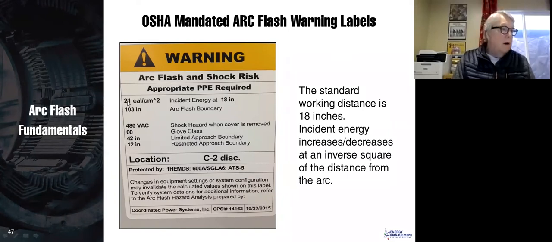21 calories, obviously dangerous. We have 130 inches is your arc flash boundary. So that's quite a ways, more than 8 feet. This is 480 volts. There's your glove class. And here's your limited approach boundary. That's 3.5 feet. That's correct. And your restricted approach boundary is 12 inches. And then, of course, we have the location and we have the circuits that protect it and the company that did the study and so on and so forth.